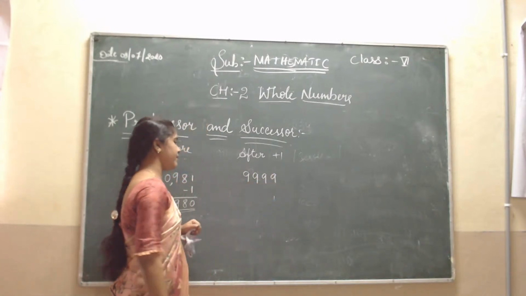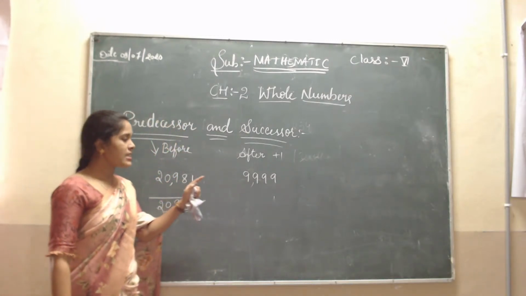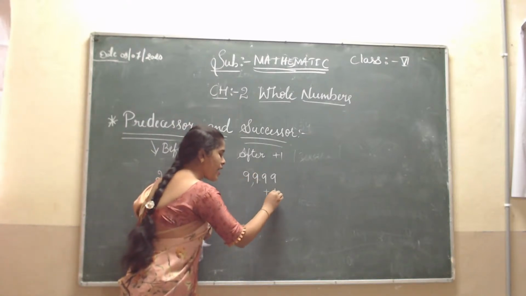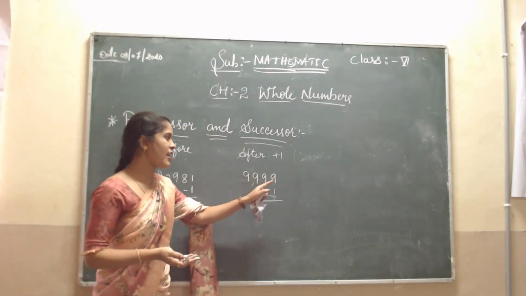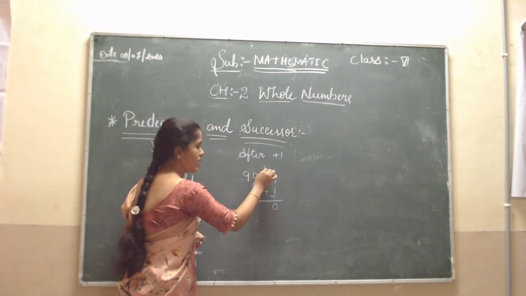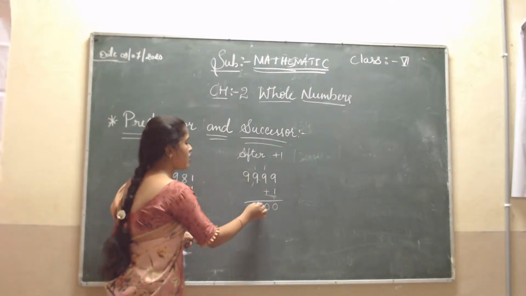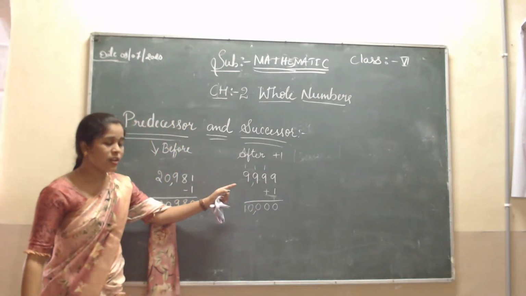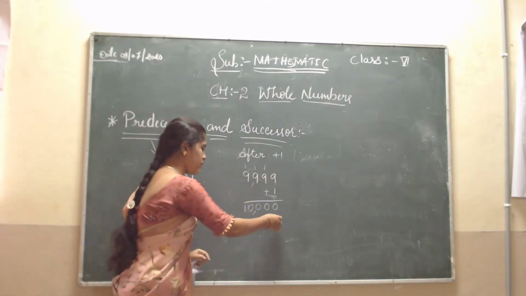Next, the successor of another number, 9,999. The successor of 9,999 is, see here, we should add 1. Successor means after. 9 plus 1 is 10, 1 carry. 9 plus 1 is 10, 1 carry. 9 plus 1 is 10, 1 carry. And 9 plus 1 is 10. Here, the successor of 9,999 is 10,000. Understood?